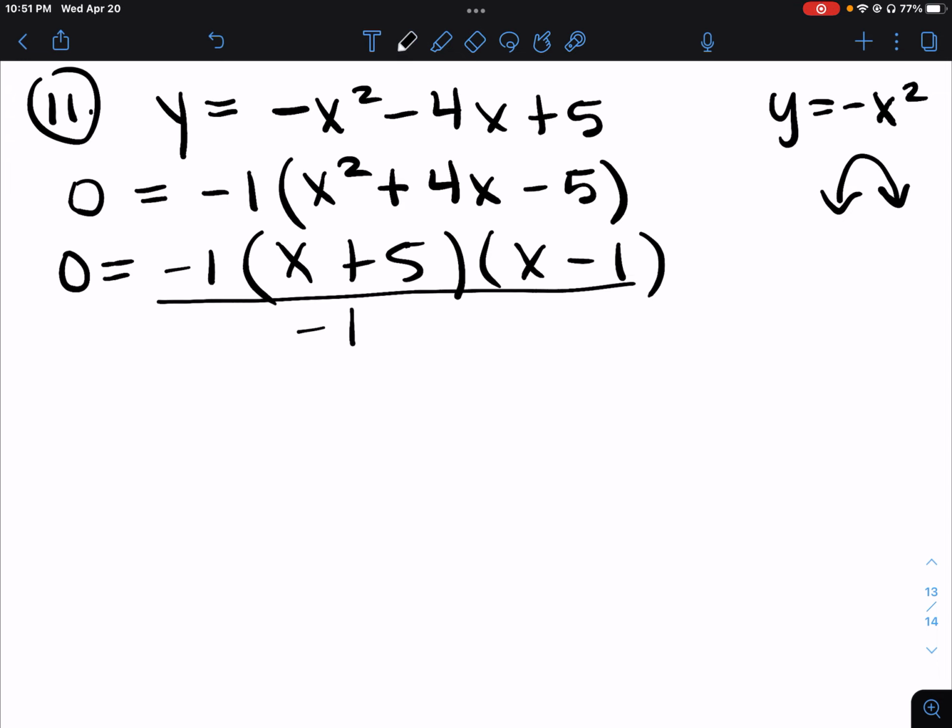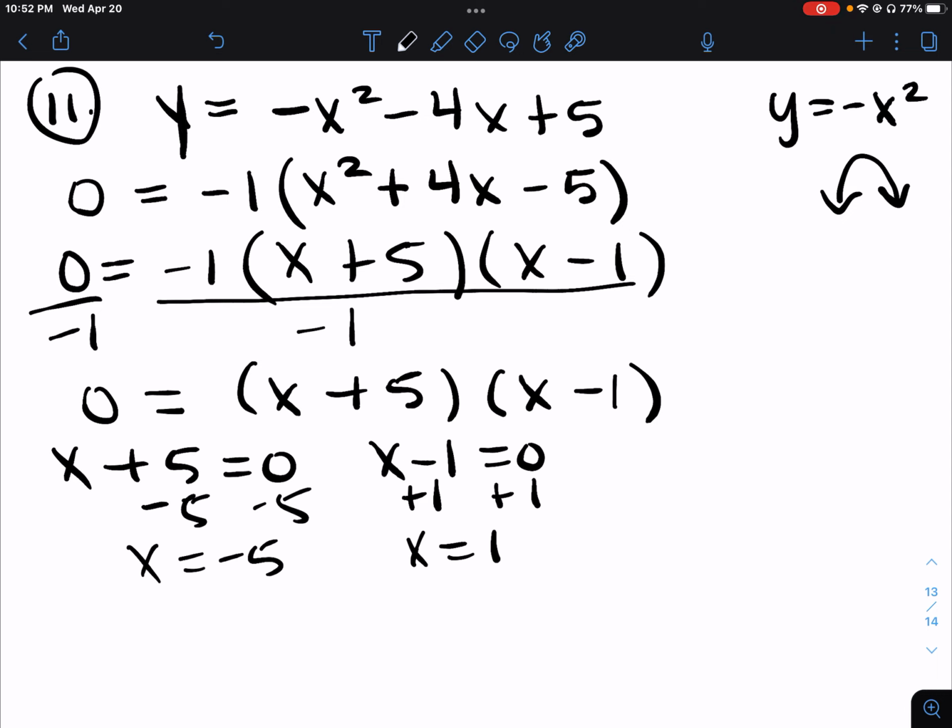Okay, so x plus 5 equals 0. X is -5. X minus 1 equals 0. X equals 1. And remember, we got that by replacing y and solving it when it's equal to 0. So y equals 0 at both of those points. Okay, -5, 0, and 1, 0. Okay, now because it's negative, it's the upside down.